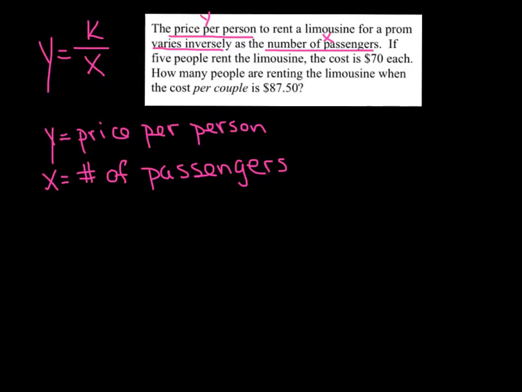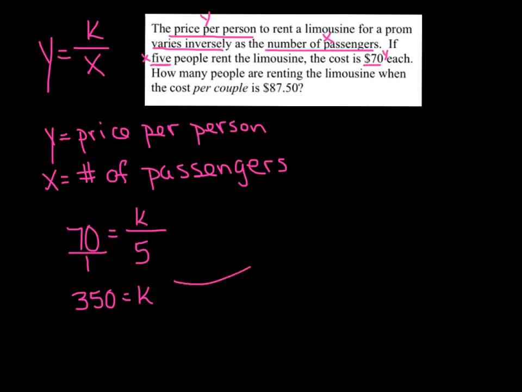So what I'm going to do is substitute the 5 for x, and substitute the 70 in for y. And what that's going to do is help me find k, because it's all about, just keep telling yourself, it's all about finding k first. If I cross multiply, I'll get 350 equals k. So that tells me I'm halfway home.